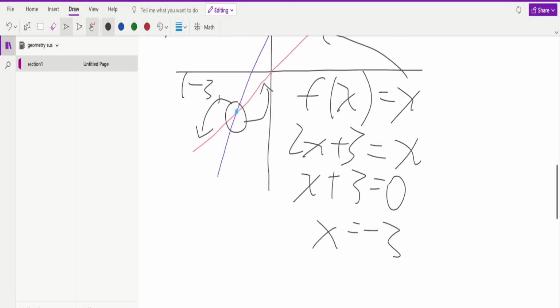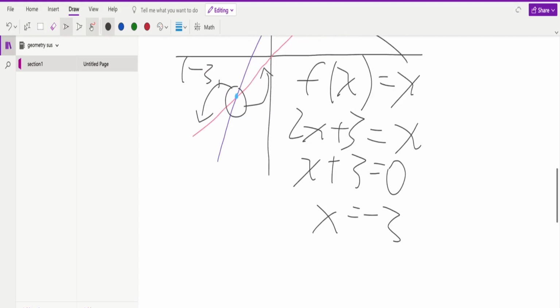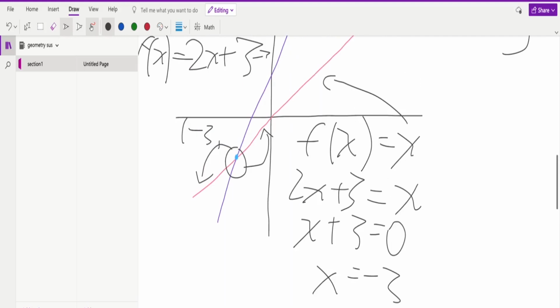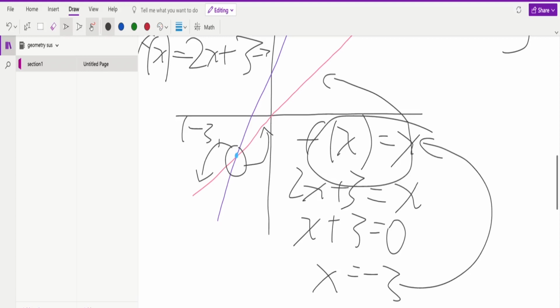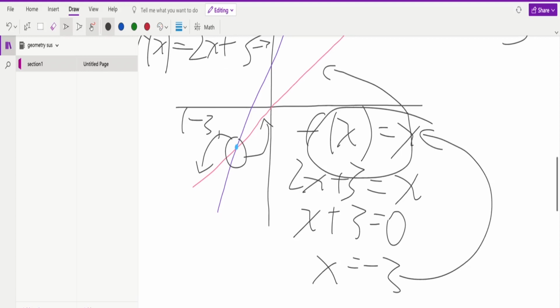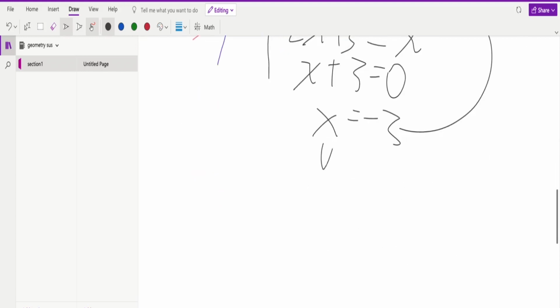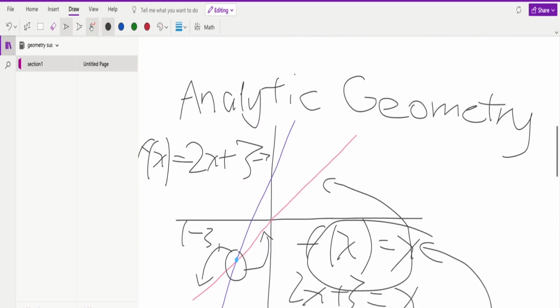And now we have to find the y coordinate of this point, and what we do is plug it back into one of these equations. So we'll put it into this one, f of x equals x, so y equals x, so y equals negative 3. And so we know that this point is negative 3 comma negative 3.